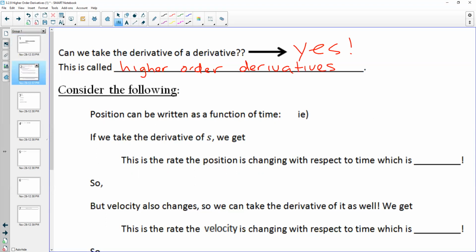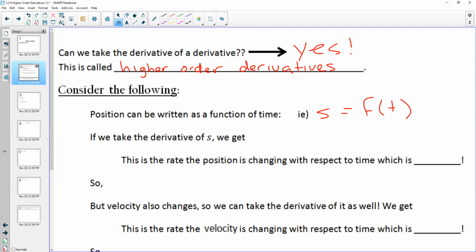We kind of talked about this yesterday, how we can have position written as a function of time, right? Like a displacement time graph. If we find the rate of change on a displacement time graph, this will tell us the velocity of that object that is moving. So S is going to be our displacement, a function of time, and we're going to use S for displacement in calculus, just because.